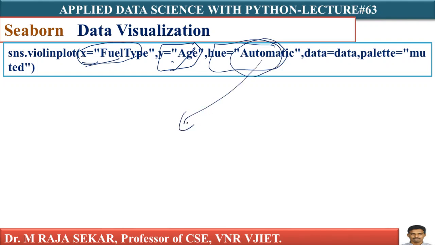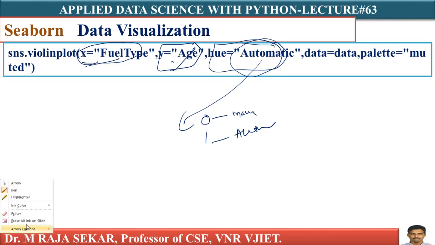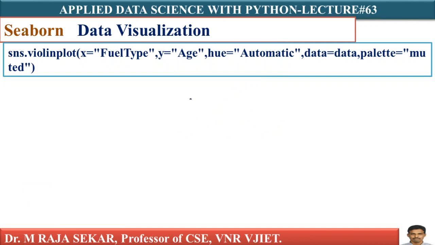Automatic means what? There are two types of cars. 0 means manual gear, 1 means automatic gear. Your gearbox may be automatic or manual. As I told you, 0 indicates manual gearbox, 1 indicates automatic gearbox. Fuel type is a categorical variable which I am taking on the x-axis. Age is a numerical variable I am taking on the y-axis. I am comparing these two variables depending on whether the car has an automatic or manual gearbox.